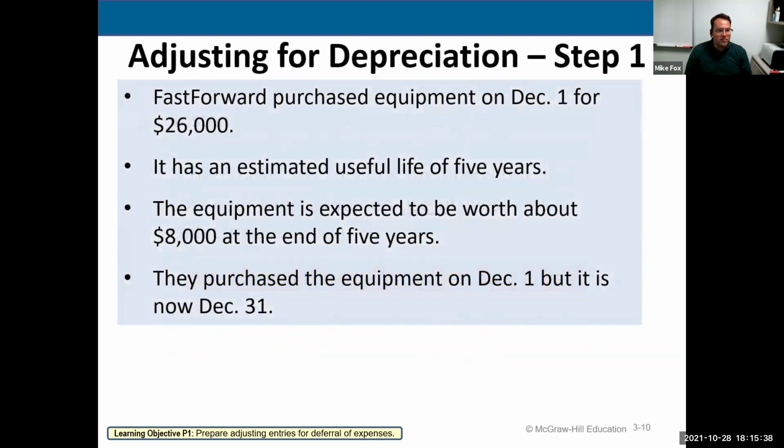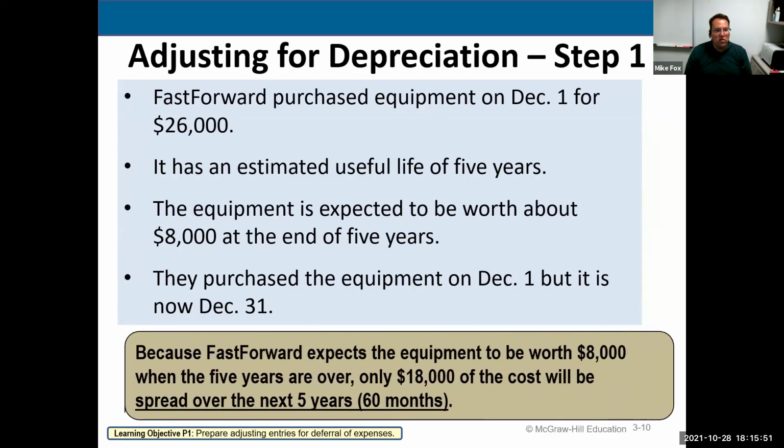So here's an example. They purchase equipment for $26,000. It has an estimated useful life of 5 years, and it's expected to be worth about $8,000 at the end of the 5 years. So what we're going to do is calculate how much expense we're going to record each year during this asset's life. Again, if we take the full $26,000 as an expense up front, that doesn't really accurately portray the fact that we're getting benefit out of this equipment for 5 years. So instead, we want to spread that expense out over the asset's life.